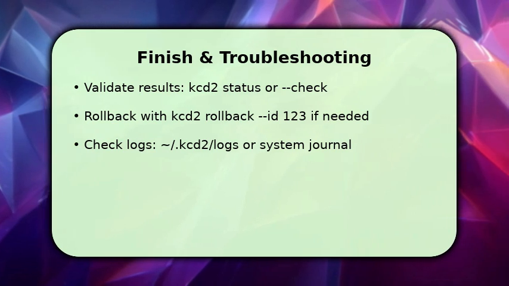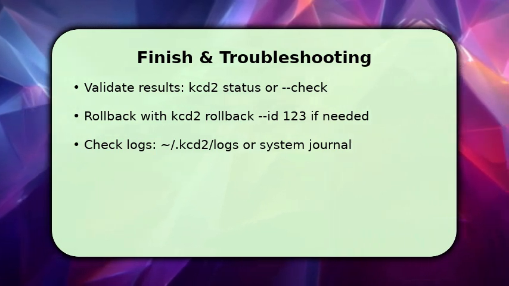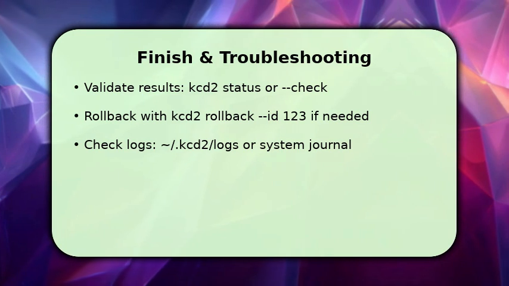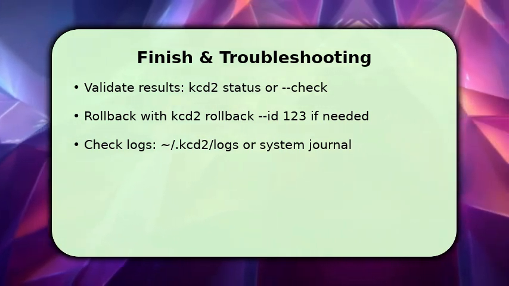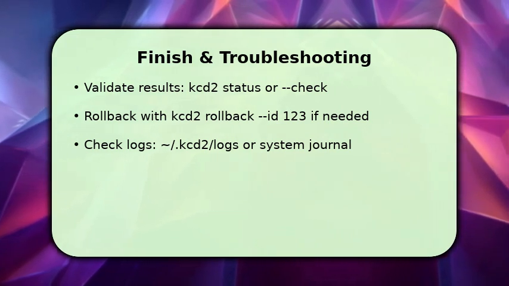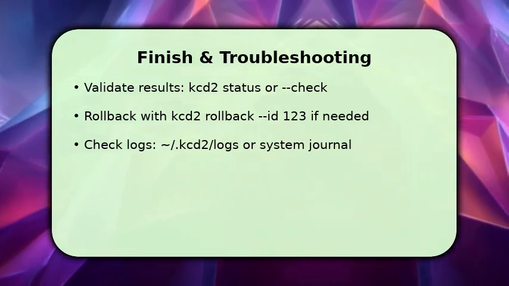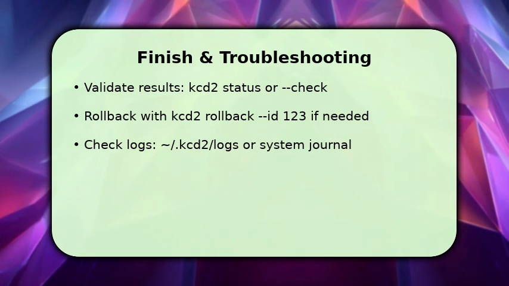For persistent failures, inspect logs in /Kcd2/logs or the system journal to find error lines. One key troubleshooting tip: if a command hangs, kill it. Inspect the verbose logs, then rerun the specific failed step rather than rerunning the entire sequence.